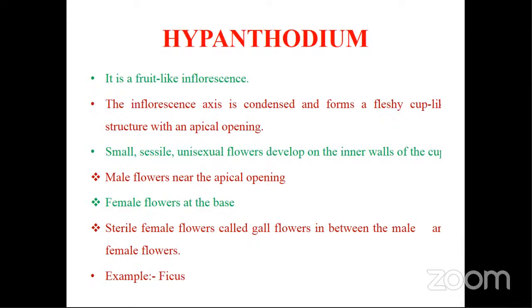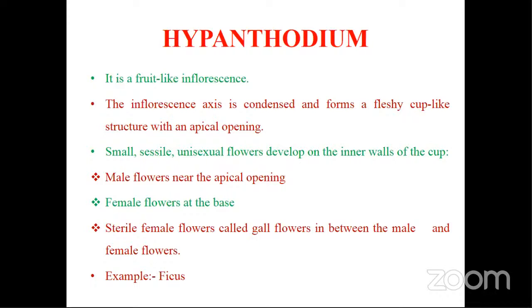It is an inflorescence. Here, the inflorescence axis is condensed and forms a fleshy cup-like structure. What we eat is the fleshy cup-like structure, where the peduncle becomes fleshy and has an apical opening. Inside this cup-like structure, small, sessile, unisexual flowers develop on the inner wall of the cup. Male flowers will be present near the apical opening and female flowers towards the base of the inflorescence, that is the cup-like peduncle.